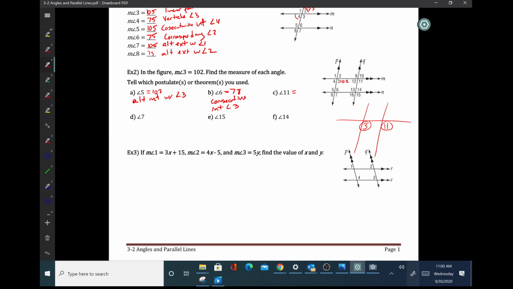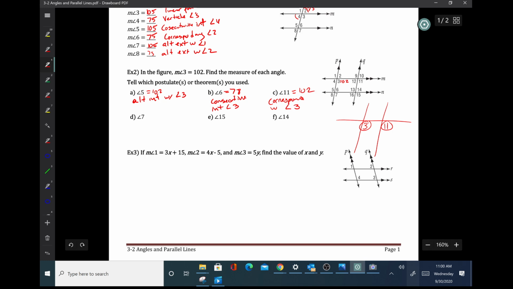So what is angle 11 then? Corresponding with angle 3. And what do we want to know about corresponding angles? That they're the same. Okay, so go ahead. What is it then? What is angle 11? 102 degrees. There you go.